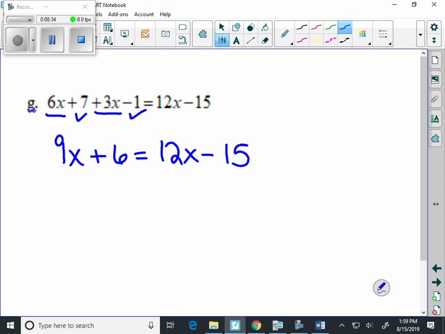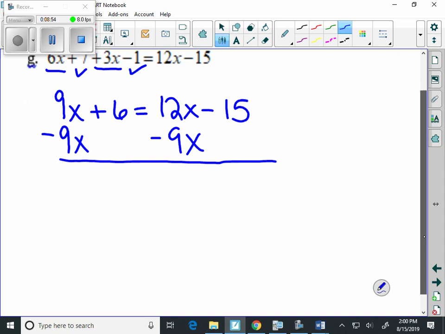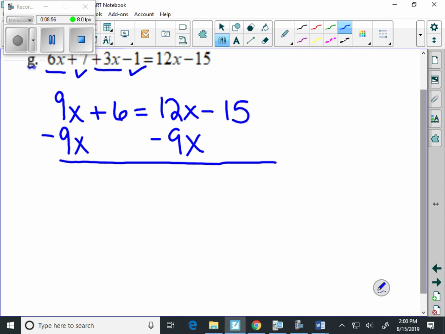Here's how your Algebra 1 teacher may have taught you. They may have said, move the smaller variable to where the bigger variable is. I mostly don't do this, but we can subtract 9x from both sides. The reason that they use that method is because then you're left with a positive value over here. So we have 6 equals 3x minus 15.